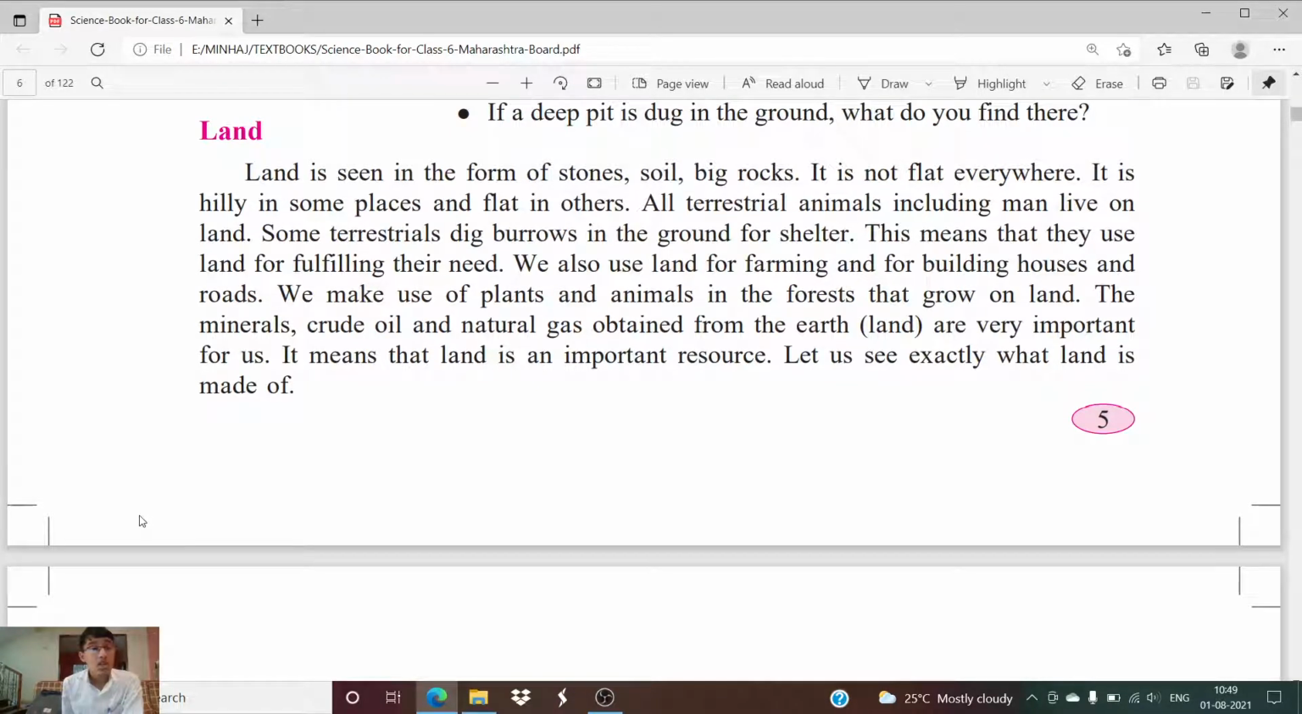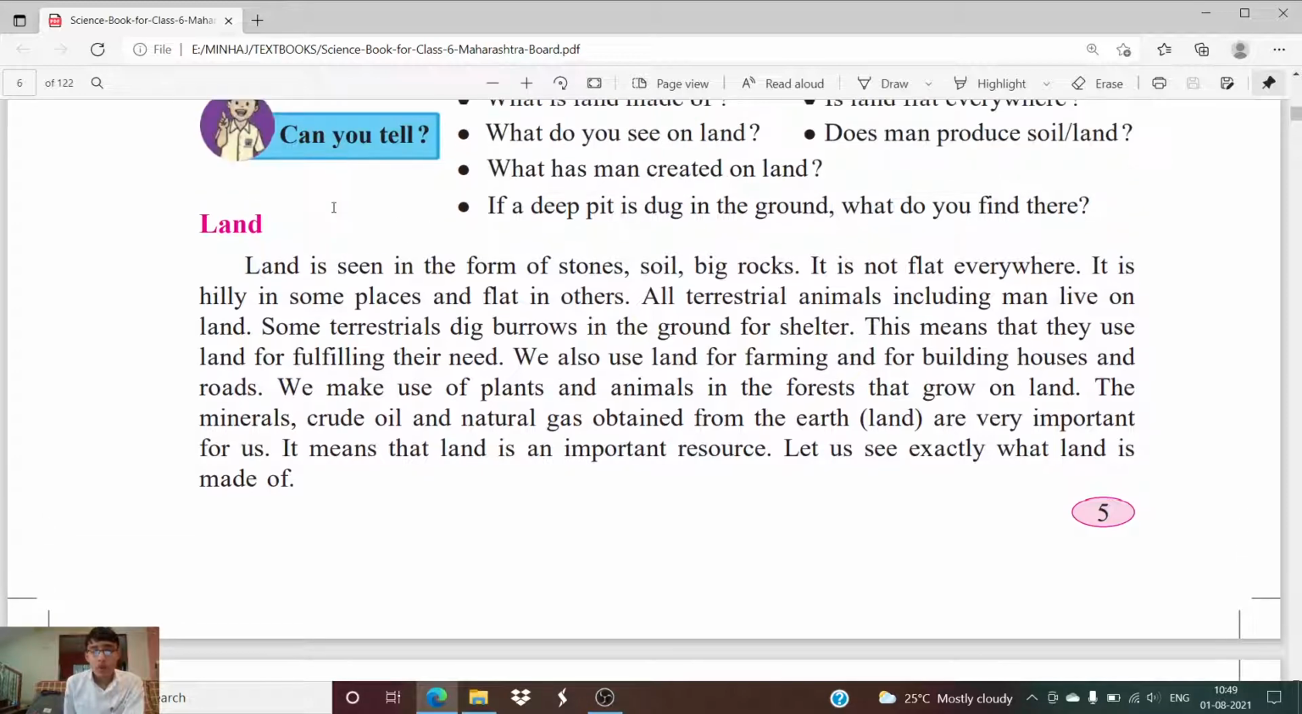It is the lithosphere. There are four spheres, and we studied them in the first lecture: atmosphere, hydrosphere, lithosphere, and biosphere. We have studied the atmosphere and hydrosphere in the previous lectures. Now in this lecture we are going to study the lithosphere, which is nothing but land.